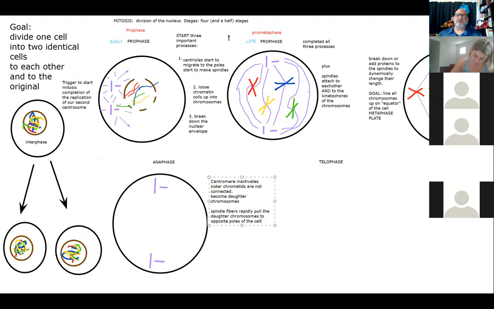Of the cell. So let's take a look first at our red chromosome to see how this is going to work. When that centromere inactivates, we now have those daughter chromosomes, and those daughter chromosomes are going to be rapidly pulled to the opposite sides. As they're being rapidly pulled, because they're being pulled from the middle, there's a little bit of drag. And so our daughter chromosomes typically take on a very distinct V-shaped pattern. Because as those spindle fibers are pulling it towards the pole, they're yanking on it from the center, and we go from these very distinct X-shaped structures to these very distinct V-shaped structures.